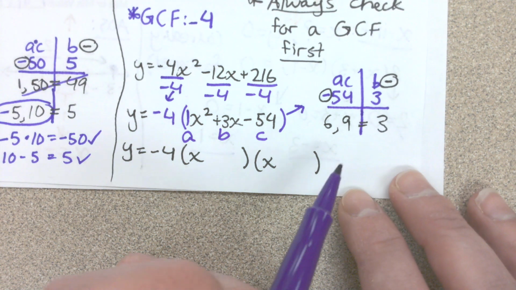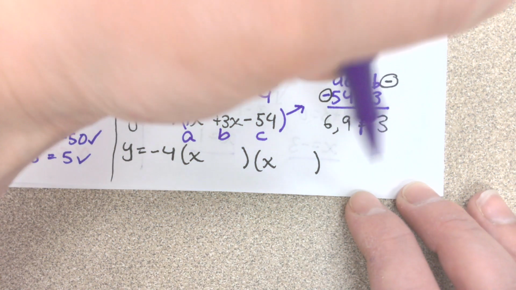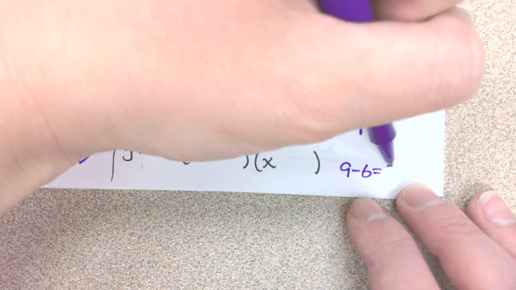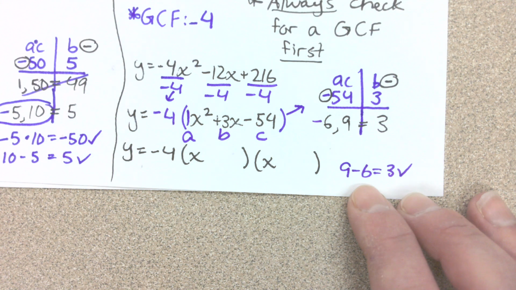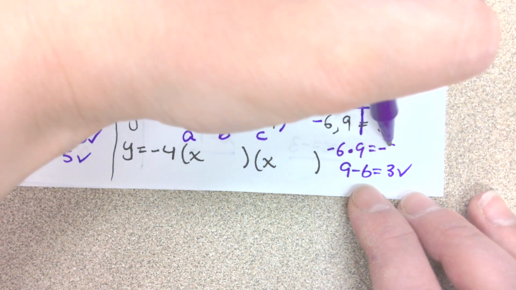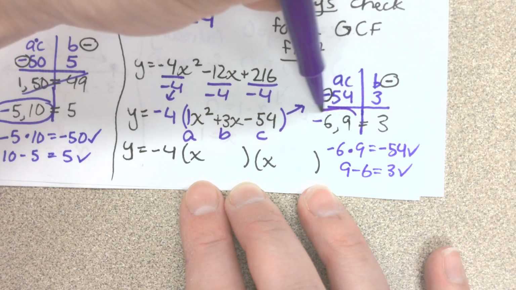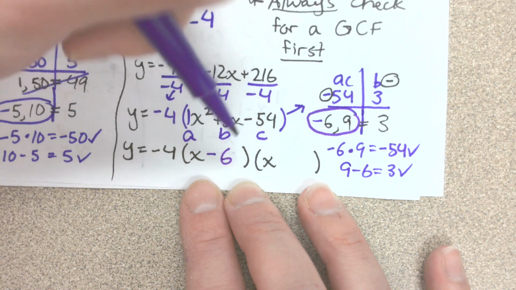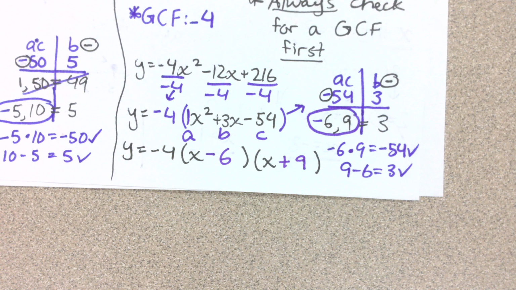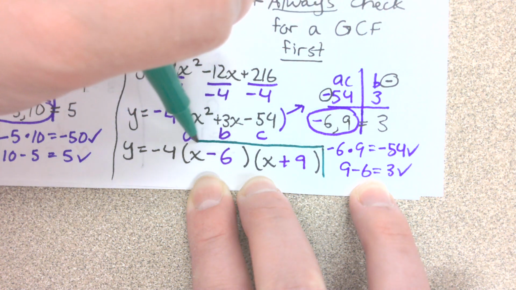Let's check. Is this going to be 6 minus 9 or 9 minus 6? 9 minus 6. So that means 6 gets the negative. And then let's just check this real quick. Negative 6 times 9 is negative 54. Yes, that's what we needed. So I have my factors. X minus 6, x plus 9. And we're done. We just have to factor, we don't have to solve. There's no equals 0.